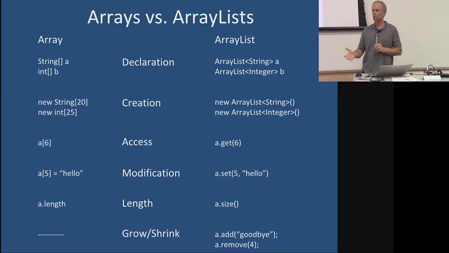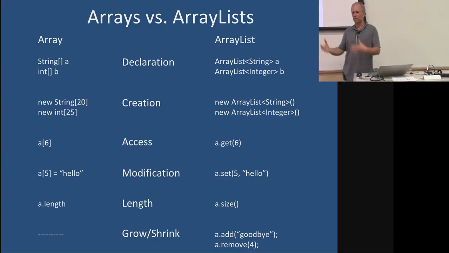Arrays are built into the Java language. Array lists were added later as part of the library. And array lists are like arrays, except all the syntax is different, and they can grow and shrink. Okay, so you may think they're nothing alike because the syntax is all different, but they serve the same niche.